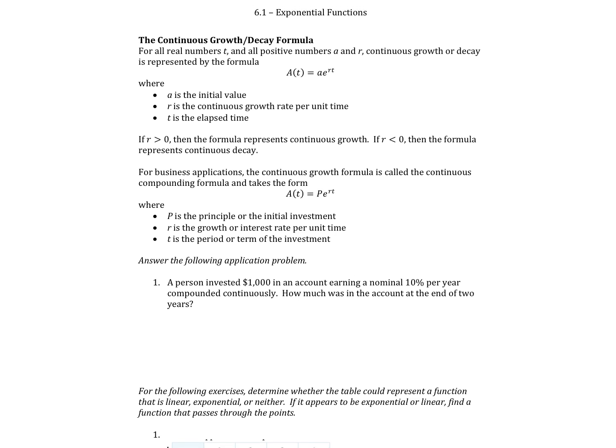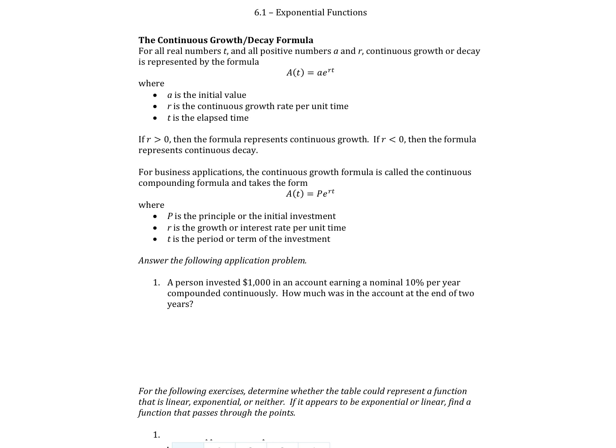Next, we have the continuous growth and decay formula. For all real numbers t and all positive numbers a and r, continuous growth or decay is represented by the formula given. A is the initial value, so you should be catching on to a trend here. The number in front of the E is the initial or starting value.